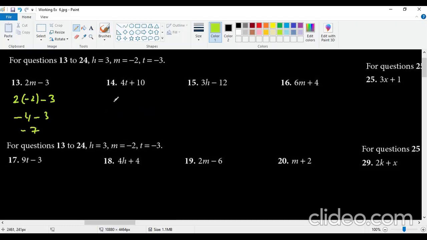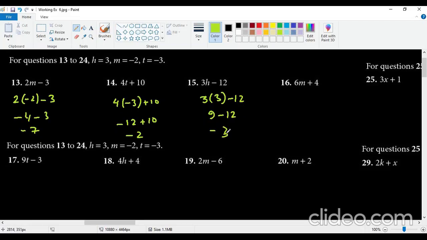4 times t, where t is negative 3, plus 10. This gives you minus 12 plus 10, which is going to give you a negative 2. 3h, where h is 3, minus 12. That means 9 minus 12 is going to give you a negative 3.